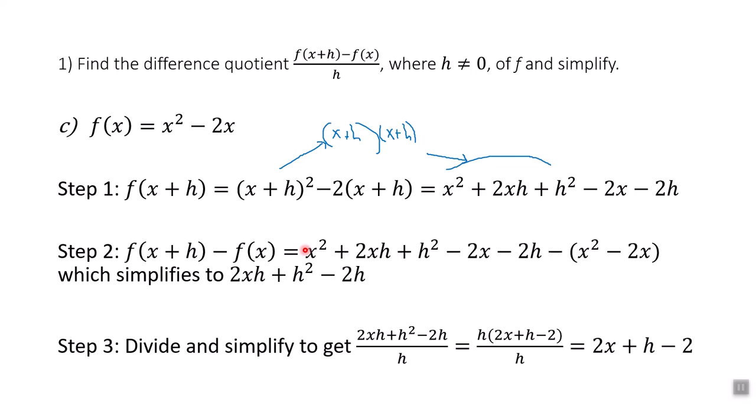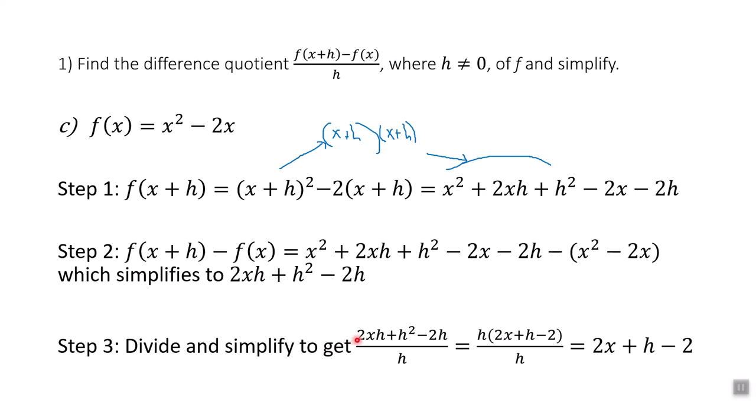Notice I'll have an x squared. Here I have minus x squared, so they cancel out. Here I'll have a minus 2x, minus a minus, so positive 2x, so the 2x's cancel out. I'll have the 2xh, I'll have the h squared, I'll have the minus 2h. Everything that remains after step 2 has an h in it. So I know I probably did it right. There's a good chance that it's correct.